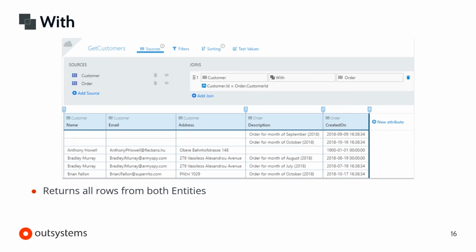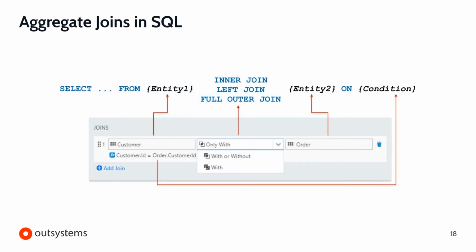The with join returns all rows from both entities, regardless of whether there's a match or not. In this scenario, all customers and all orders are returned, even if they don't have an order or a customer associated with it. Aggregates are translated into a SQL query upon compilation.